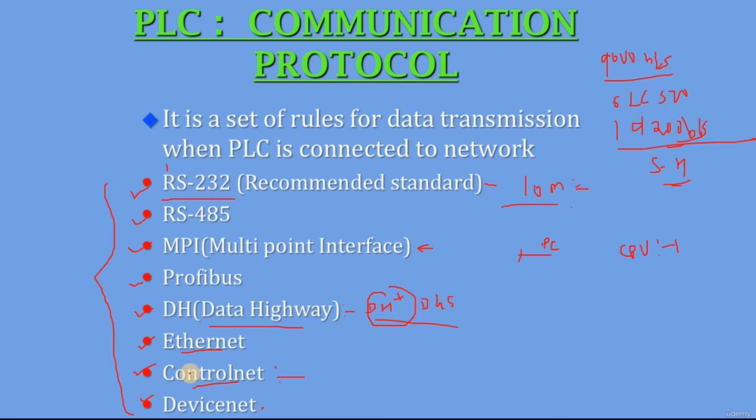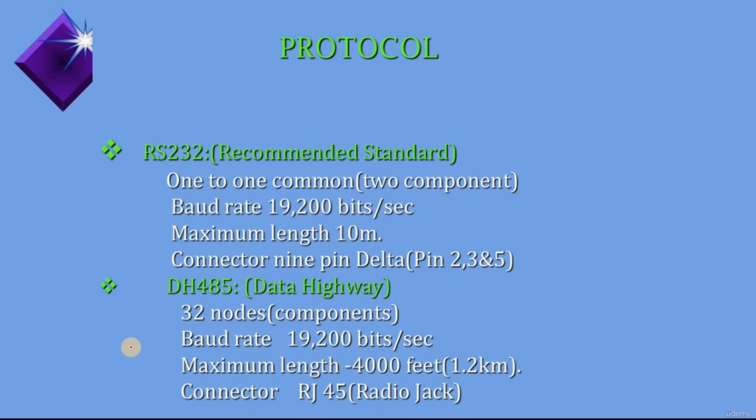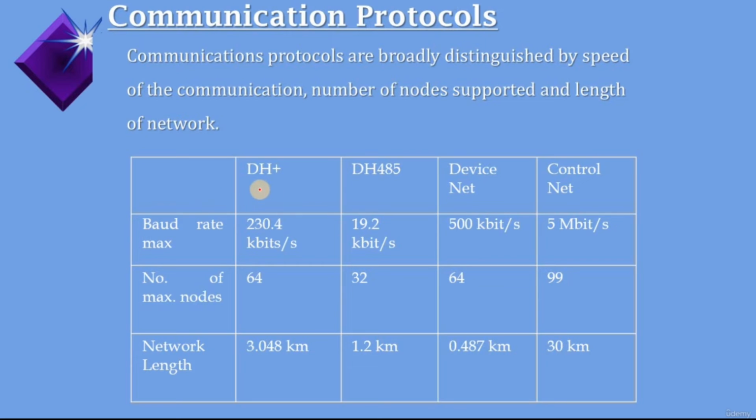Likewise, so many communication cables are available in the market by which we can establish long distance communication. As per the selection of communication cable, the baud rate of that particular cable will vary. For example, you can check the table. In this table, I have listed the baud rate and network length, along with the number of maximum nodes for those communication cables.